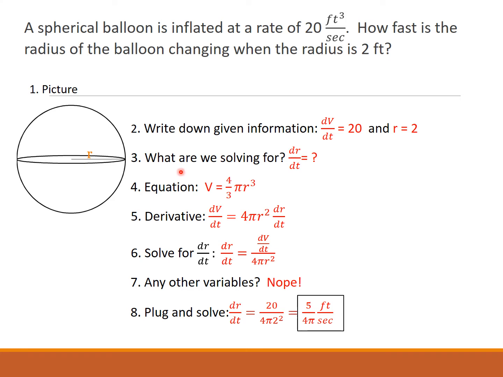Then for the third part here, we're going to say, what are we looking for? That's going to be right here. How fast is the radius of the balloon changing? So we're going to want the change in radius with respect to time. dr/dt is equal to our question mark here.